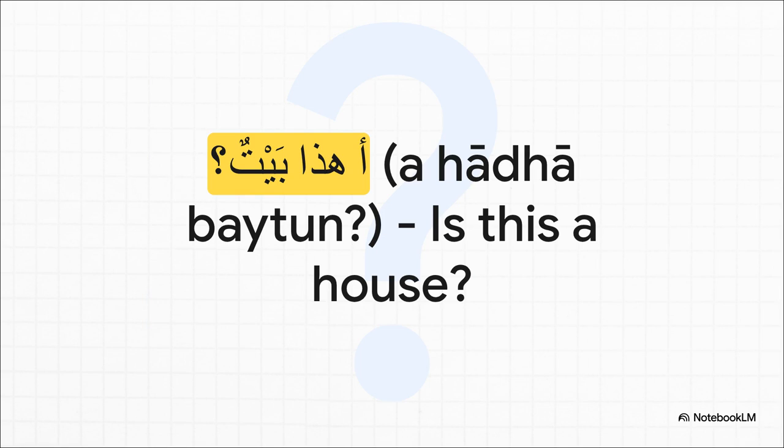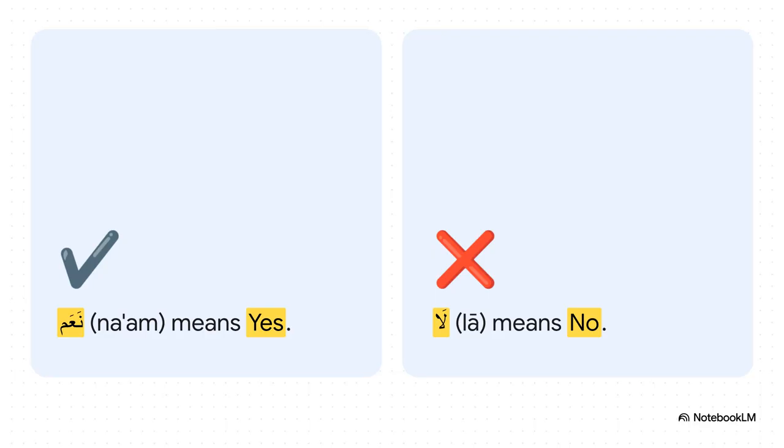So let's take our very first sentence, hada baitin, which means this is a house. Now just add that to the front, and what do you get? A hada baitin? Is this a house? It's honestly that easy. And of course, a question needs an answer, right? To say yes, you say nam. And to say no, you say la. And just like that, you now have everything you need for a basic real-world conversation.